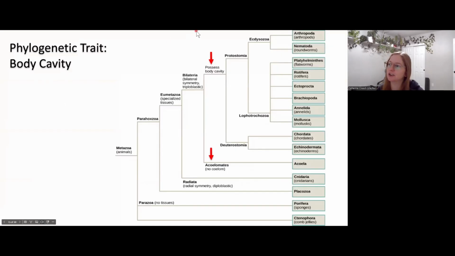Let's look at this trait on our tree. After we did our Hox genes, after we did specialized tissues, after we did symmetry, now in our bilateria, all of our bilateral critters are going to be divided up based on whether or not they have a coelom. So these are eucoelomates, or whether or not they do not have a coelom, these are acoelomates. So acoela, think coelom. That would be the group that does not have a coelom.